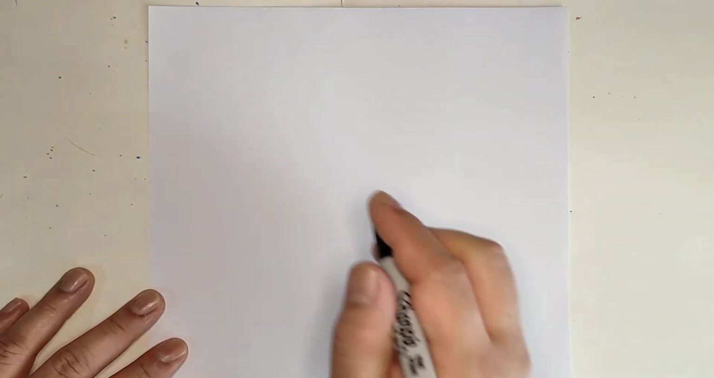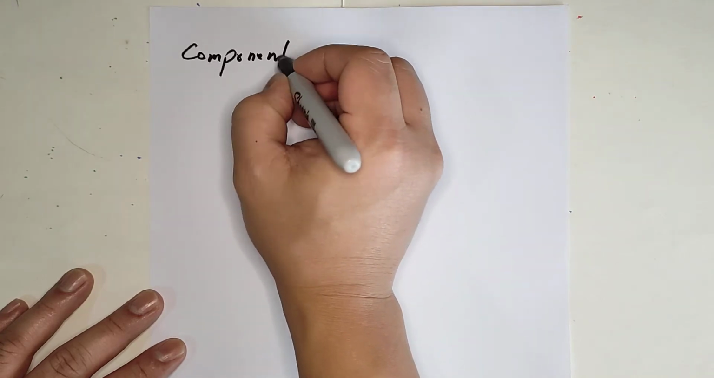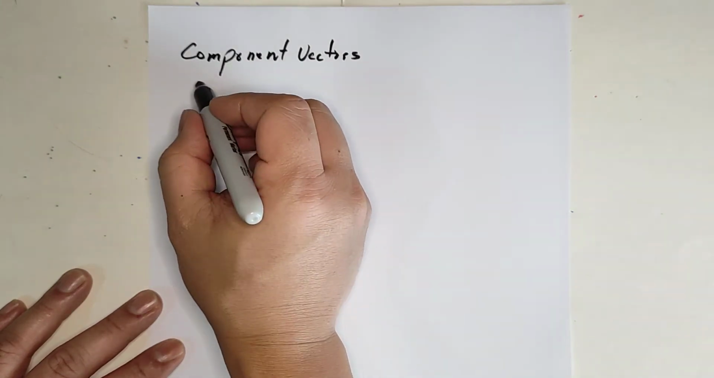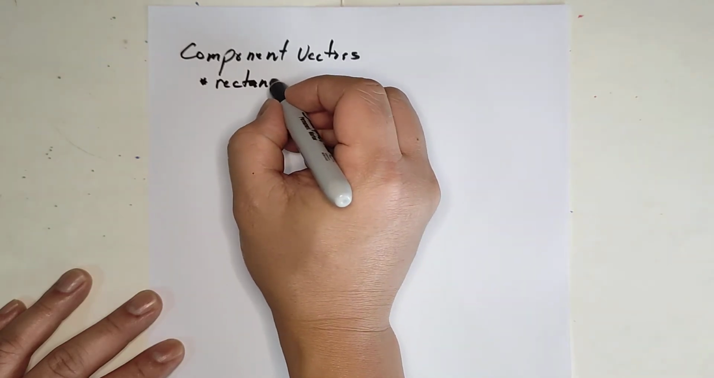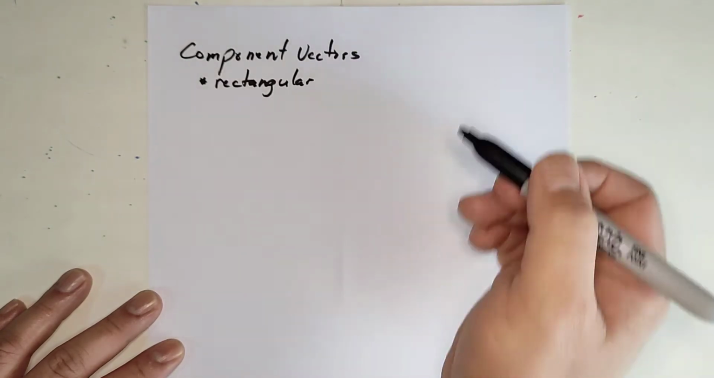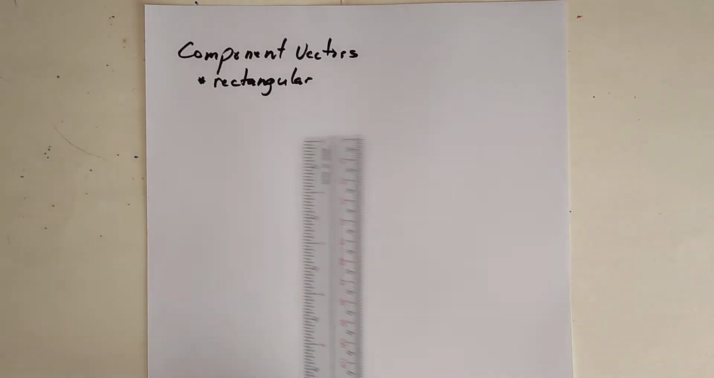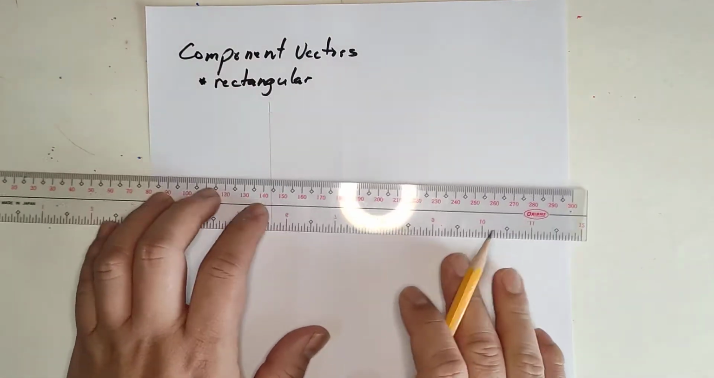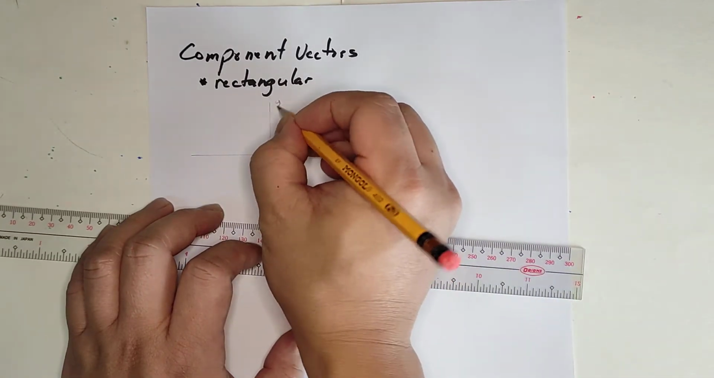Hello. So let's discuss component vectors. First, let's have the rectangular component. Rectangular component in the sense that your reference, or you will draw, a Cartesian plane, a rectangular Cartesian plane like this. You have the x and y.